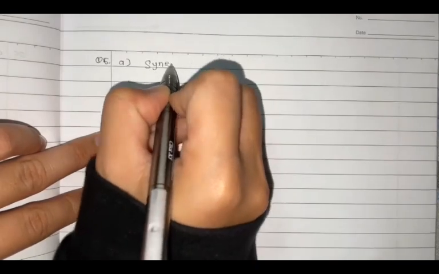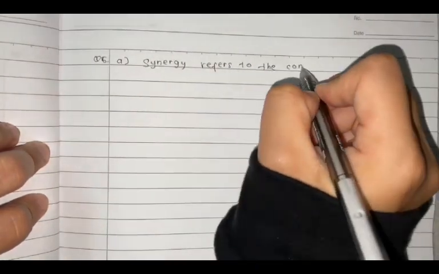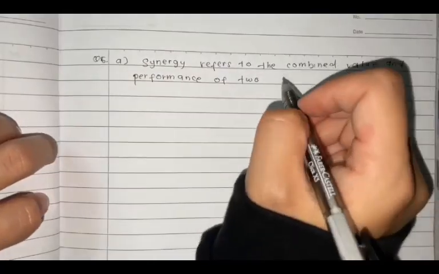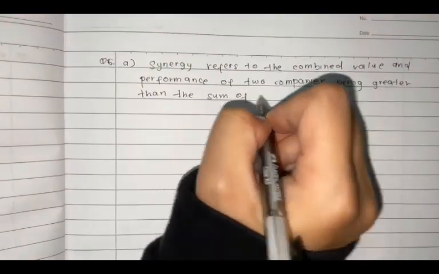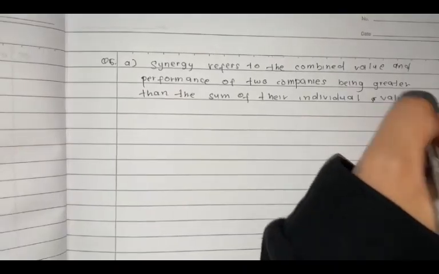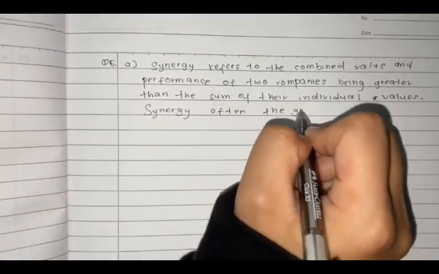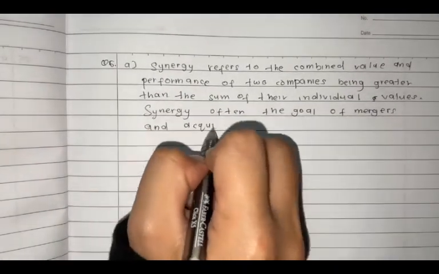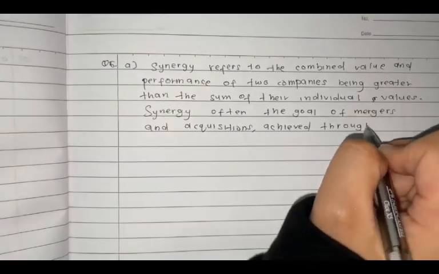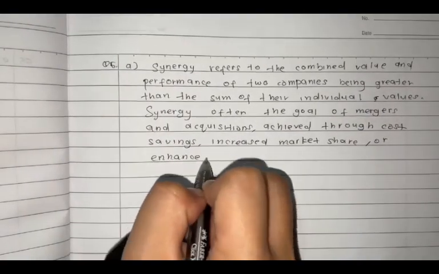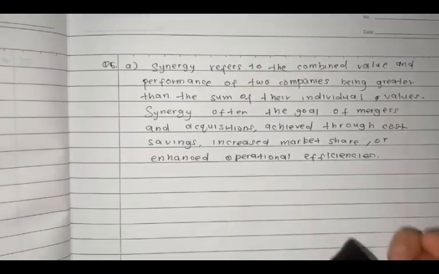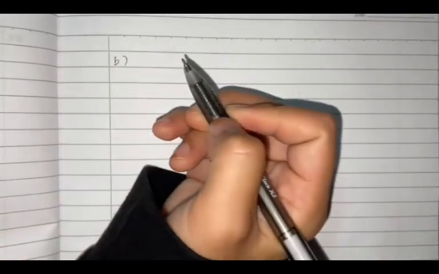Question number 5, part A, is the definition of synergy. Synergy refers to the combined value and performance of two companies being greater than the sum of their individual values. Synergy is often the goal of mergers and acquisitions, achieved through cost savings, increased market share, or enhanced operational efficiencies. Part B is defensive tactics.